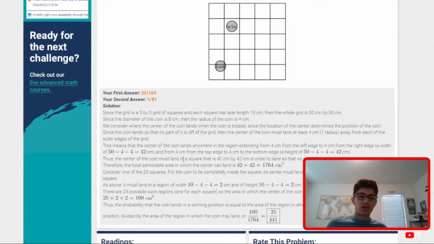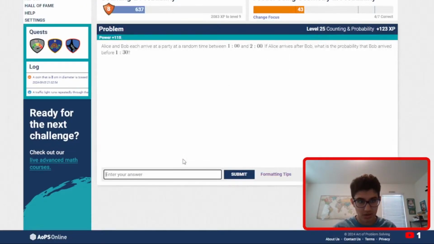Okay, they just looked at the center, right? It must land in the region of 100, so it's 100 out of that. 25 out of 441. So not even close to what we got. Ours was way less than that.